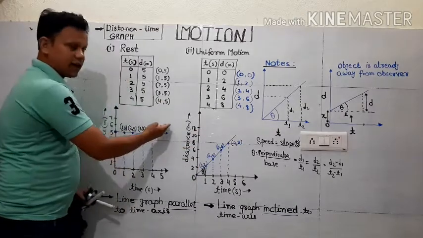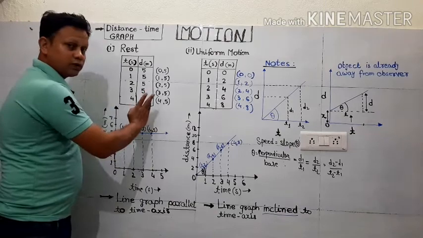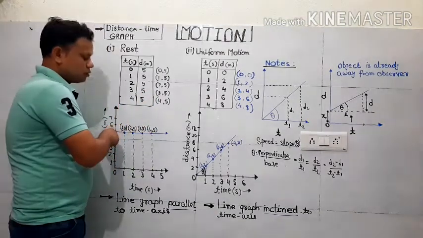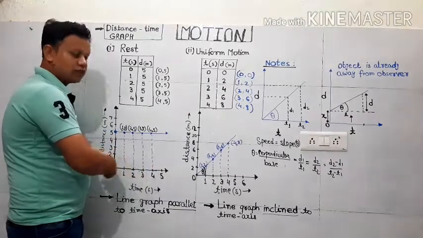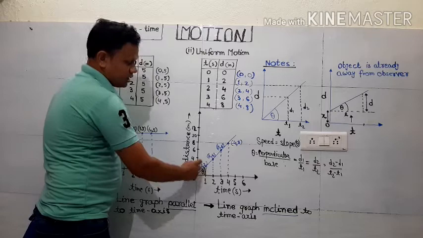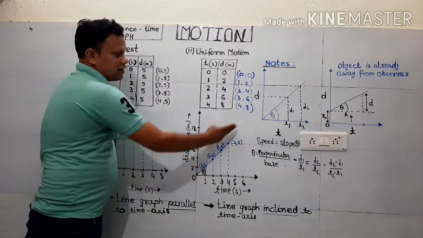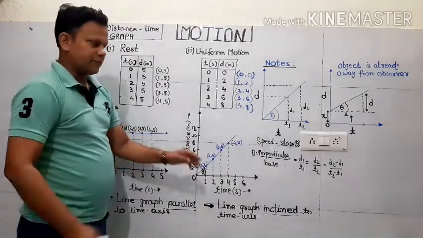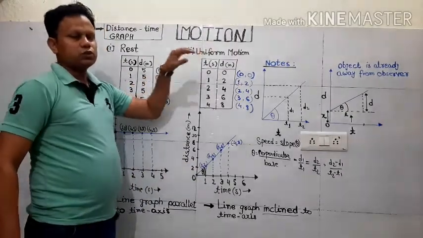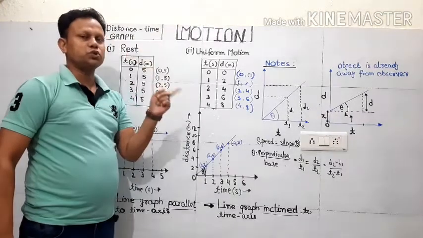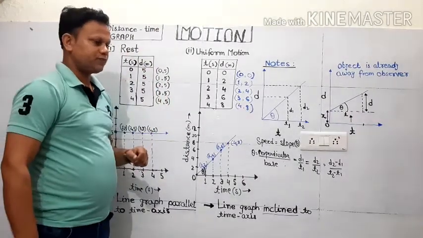This is also a line graph, but it's not inclined. Here, inclined means at what angle. Here no angle is found with respect to the time axis. Here the angle is formed, this angle. So we are getting a line graph here, inclined to the time axis. So whenever there is a situation in a graph where the line is rising up, that means it is showing a uniform motion.